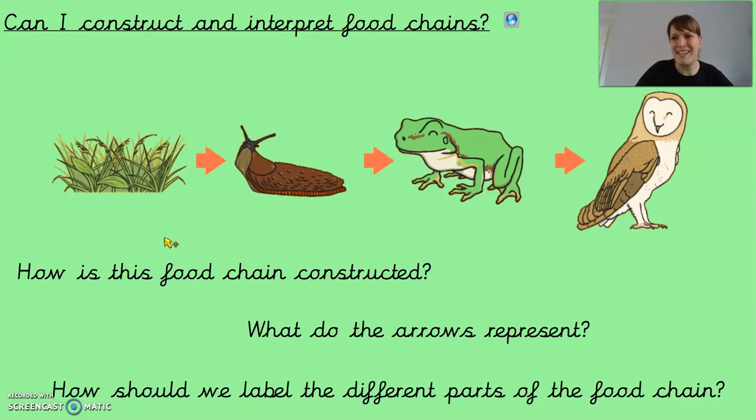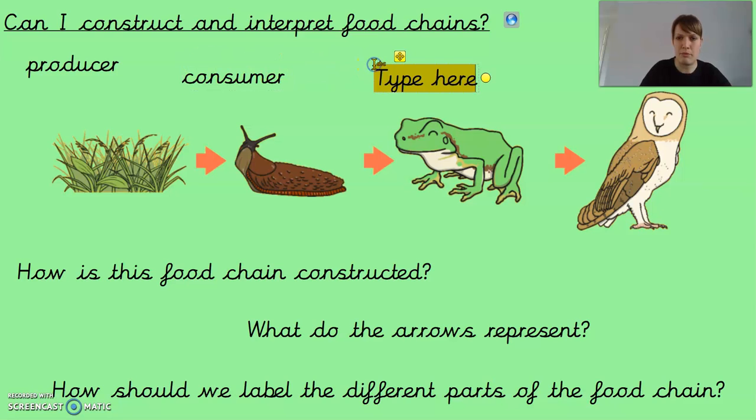And that's sort of what the food chain is. They need these things to survive. So the arrows sort of show you who's eating what. So this slug eats the grass. Okay, the frog will eat the slug and the owl will eat the frog. And how should we label the different parts of the food chain? So with using the vocabulary that we did, producer, consumer and predator, I'll write that here. I would like you to match them to the correct one on this food chain. So producer, consumer and predator.